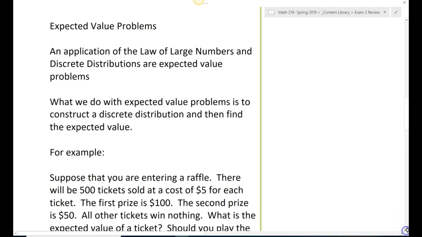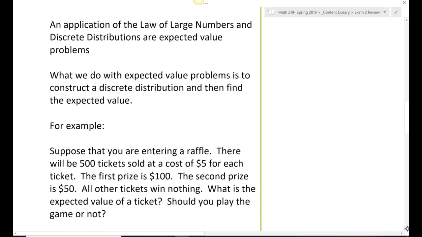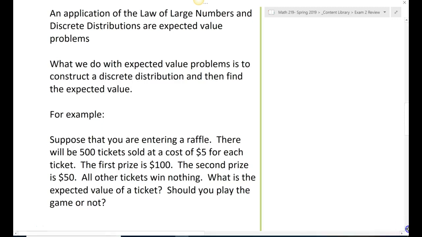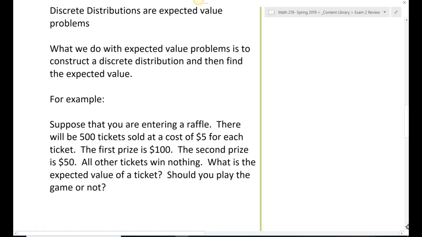Let's take a look at an example of this, and I'm going to help you develop a discrete distribution for it, to then find the expected value and utilize that to answer this fundamental question. Suppose that you are entering a raffle. There will be 500 tickets sold at a cost of $5 for each ticket. The first prize is $100. The second prize is $50. All other tickets win nothing. What is the expected value of a ticket? Should you play the game or not?